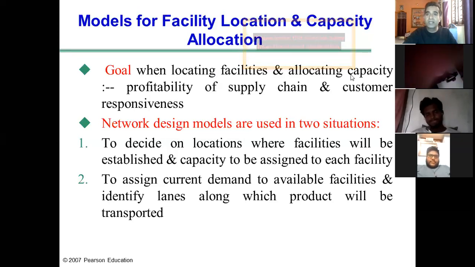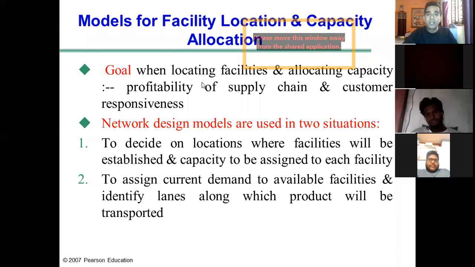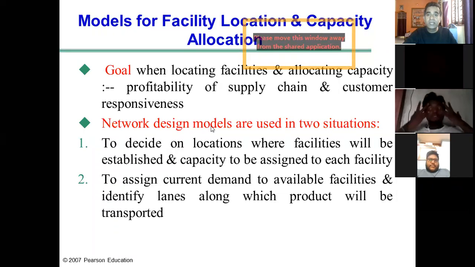The goal when locating facilities and allocating capacity is the profitability of the supply chain and customer responsiveness. It means the company should identify such geographical locations for its facilities and allocate the optimum capacity to each facility in such a way that the profitability of the supply chain can be maximum and the customer responsiveness also can be maximum. To achieve this goal, many companies use something called network design models.